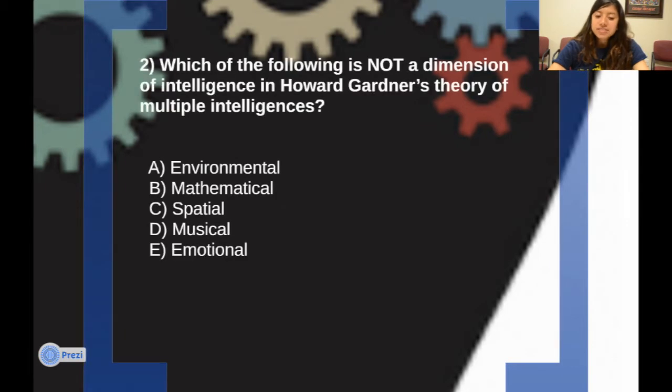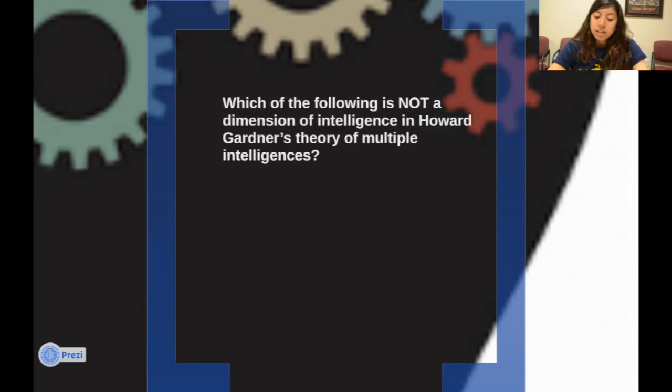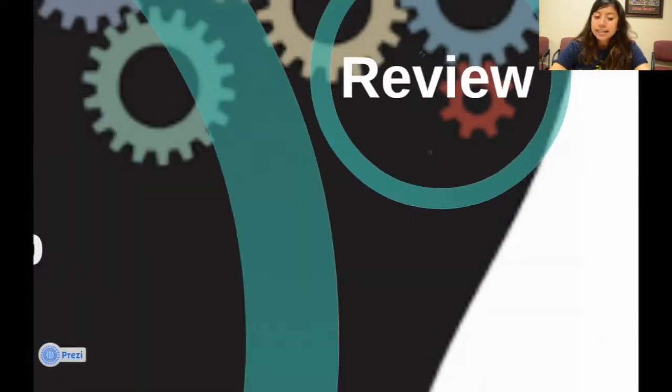Another question, which of the following is not a dimension of intelligence in Howard Gardner's theory of multiple intelligences? Kind of think back, what do we say? One of them being emotional. That was a different psychologist. So again, go back and look.